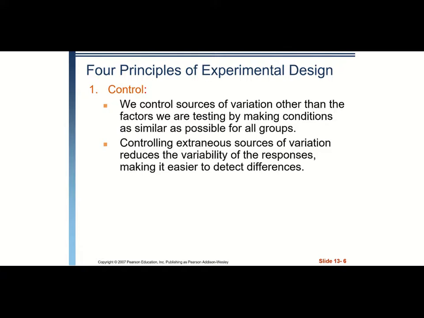Let's go back to that previous example about testing different fertilizers on 15 plots of land. In that case, external sources of variation might be how much the plots of land are watered, pests, sunlight. To minimize those, we want to make sure that all 15 plots of land are getting watered the same amount, they're getting the same amount of sunlight. If they're being treated for pest control, that they all get that same type of treatment.